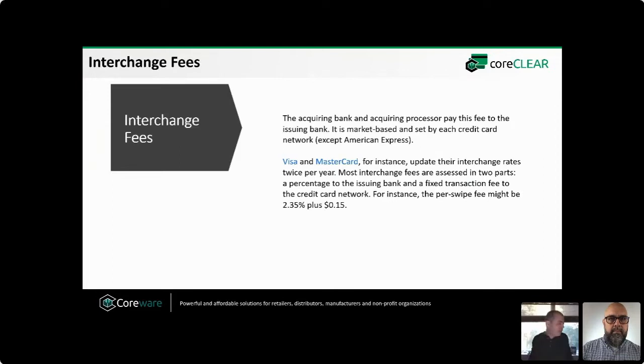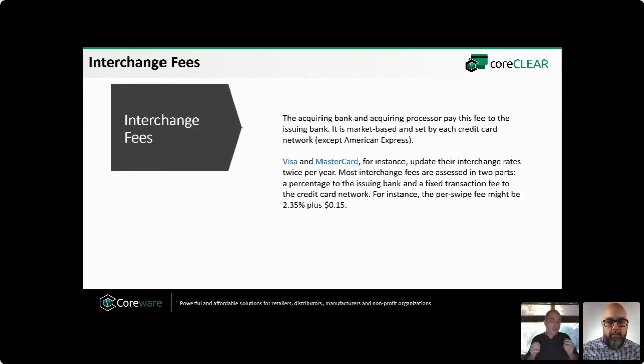You can look up interchange costs, and we can provide links to the interchange costs. I'll explain those in more detail. But you can literally just Google it. You can Google Visa interchange rates, MasterCard interchange rates, and the first results usually are the results for those charges. Visa and MasterCard update their rates twice a year.